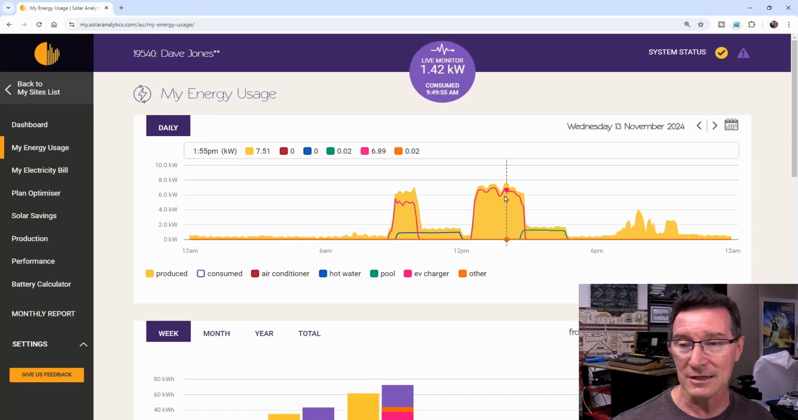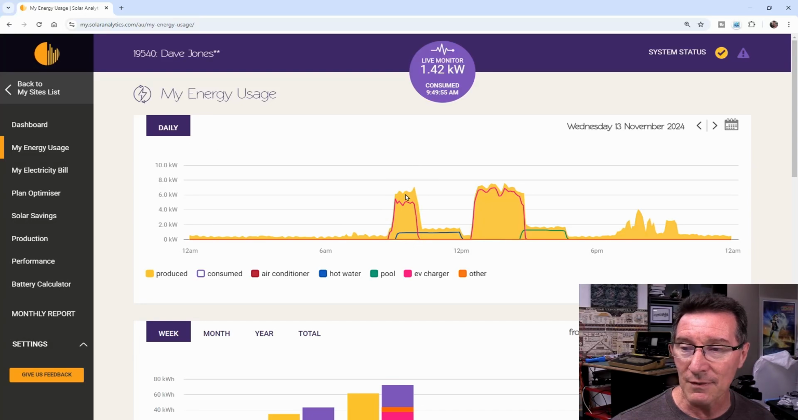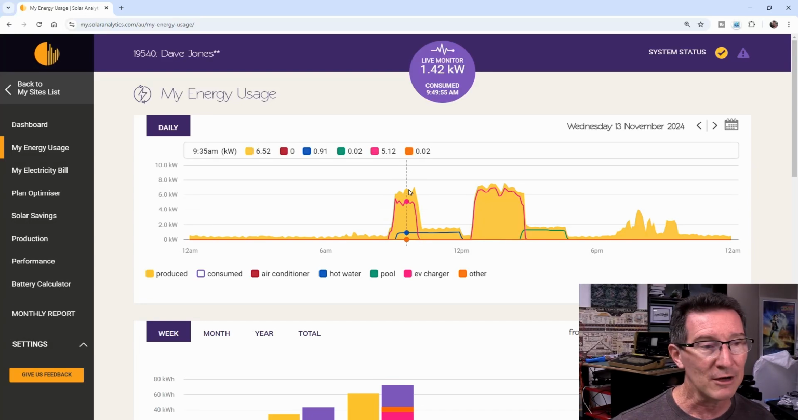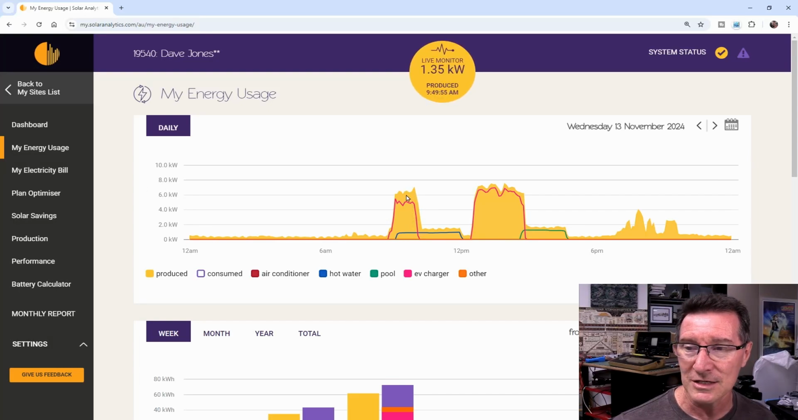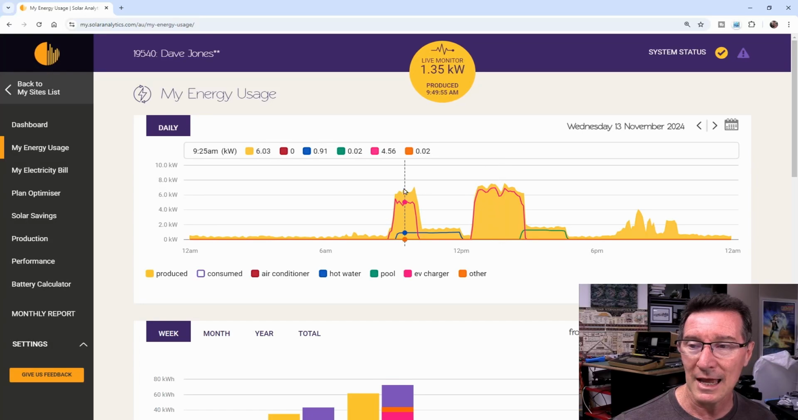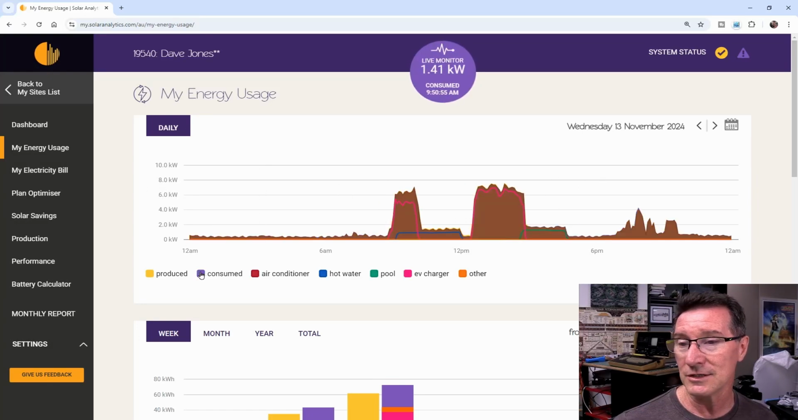So the EV tries to take as much as it can, and you can see there's a higher residual, or excess, in there than there is here. That means the house was drawing more in total here, so there was less available for the EV to pick up. So that's interesting, is it not?